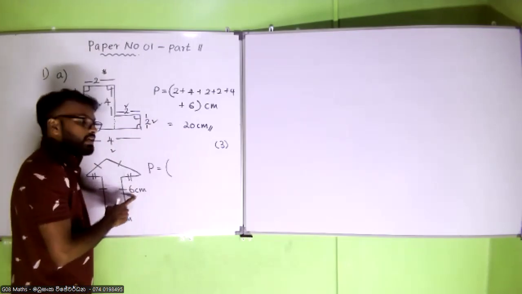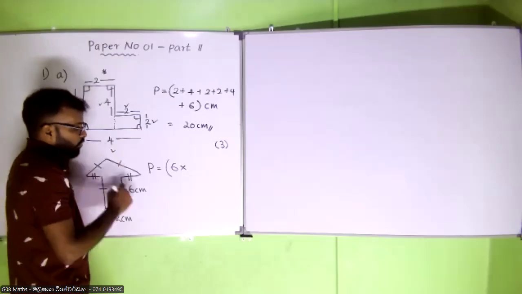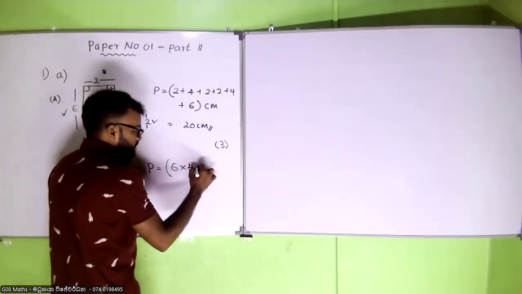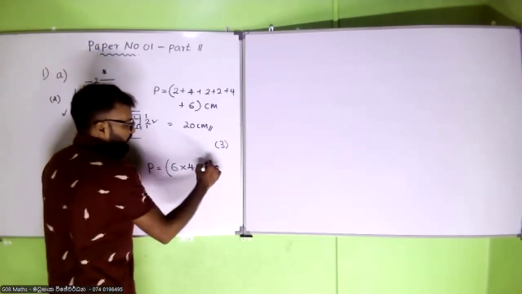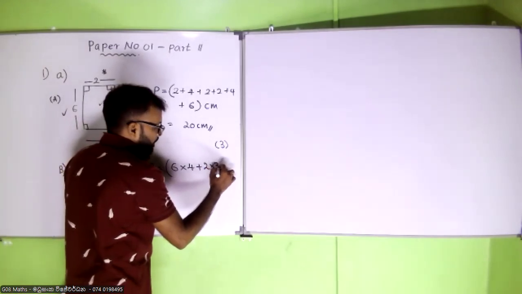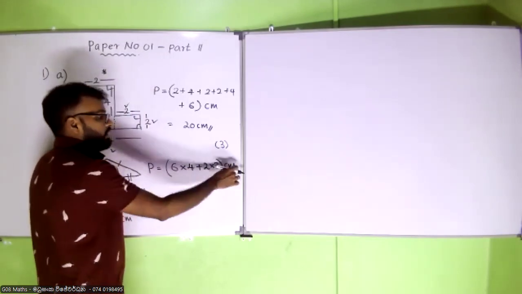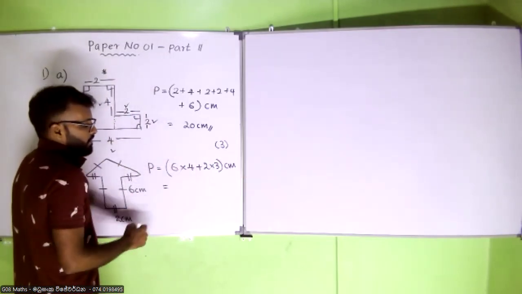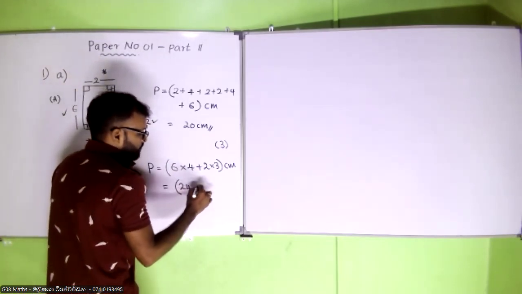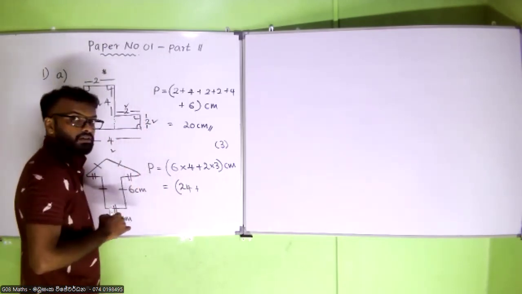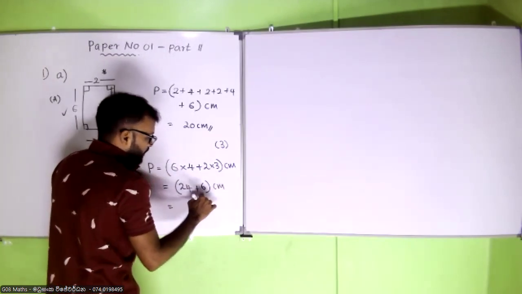This is 6 centimeters. 6 multiplied by how many 6 centimeters are there? 1, 2, 3, 4. 6 multiplied by 4, plus how many 2 centimeters are there? 1, 2, 3. 2 times 3. At the end, I will put centimeters because this is centimeter, this is centimeter. 6 into 4, 24, plus 2 into 3, 6. 24 plus 6, 30.